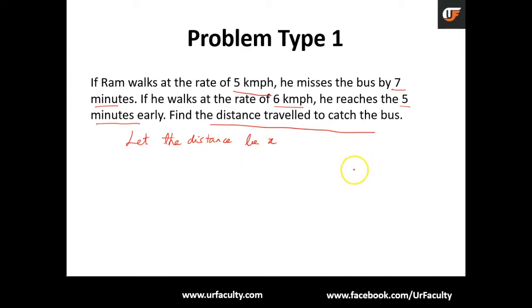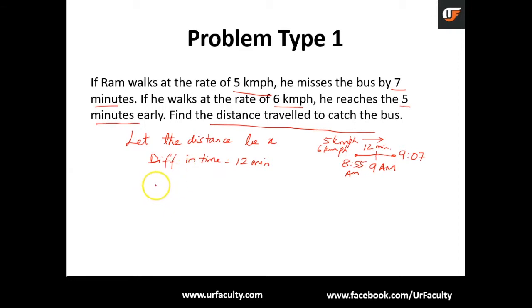Now, let's say he has to catch the bus at 9 a.m. So if he walks at the rate of 5 km per hour, he misses the bus by 7 minutes. So he reaches the bus stop only at 9:07 a.m. And if he walks at 6 km per hour, he reaches 5 minutes early, which is 8:55 a.m. So to solve this problem, the key is to understand the difference in the time. And what is the difference here? The difference here is 12 minutes, right? So we know that the difference in time between the two speeds is basically 12 minutes. Now the problem is in front of your eyes.